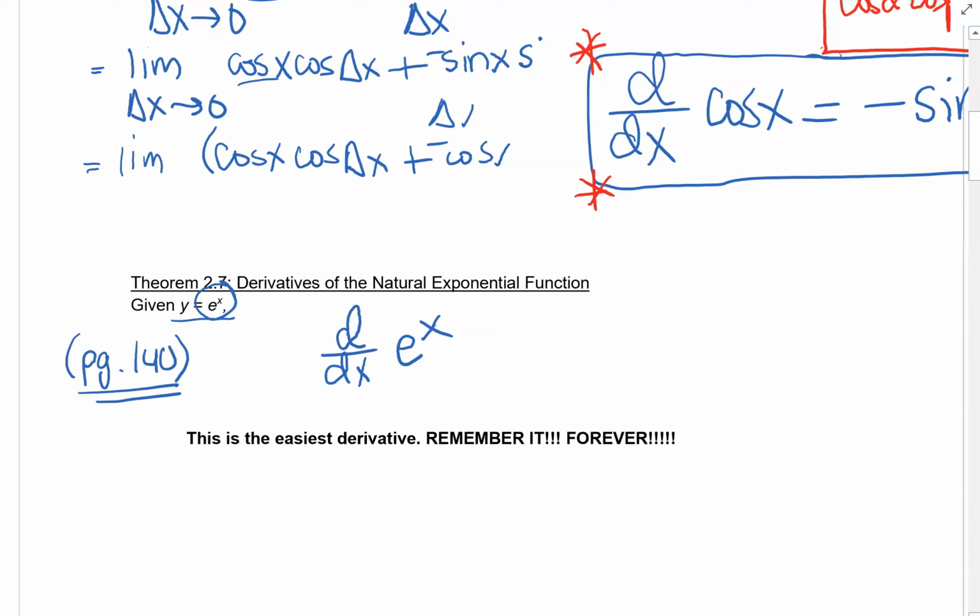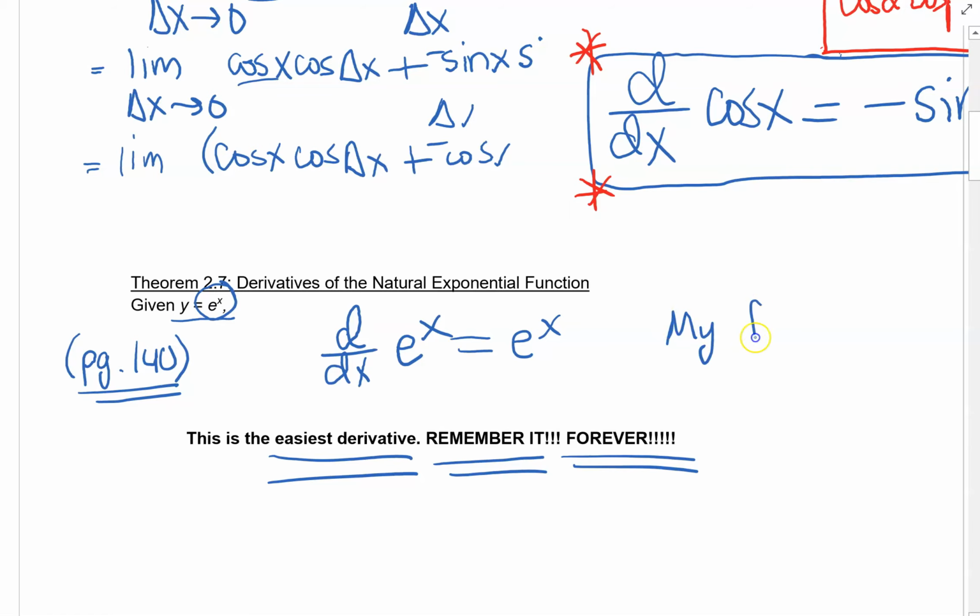But get this, the derivative with respect to x of e to the x is equal to, drumroll please, e to the x. It is literally the easiest derivative you will ever find. Remember it forever, okay? It is its own derivative. This is my favorite function. My favorito, okay? My favorite.